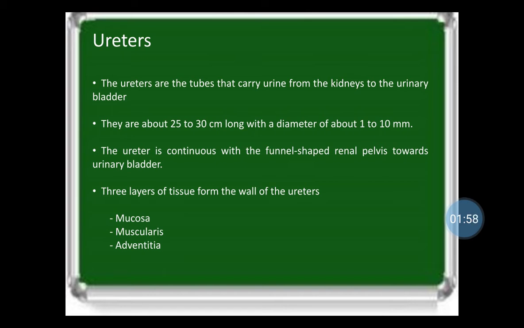Then second, muscularis. Peristalsis is the major function of this muscularis. Peristalsis is the movement which helps to push the urine into the urinary bladder. Then third, adventitia. It contains blood vessels, lymph vessels and nerves, and they also serve the mucosa and the muscularis.